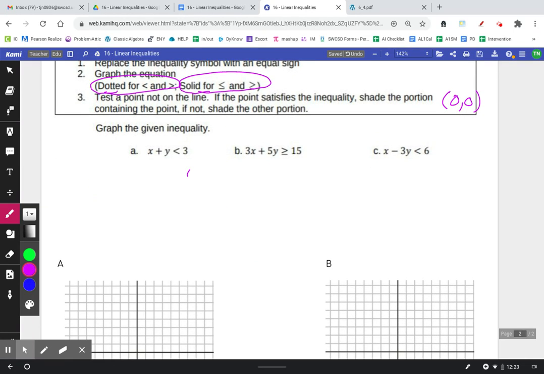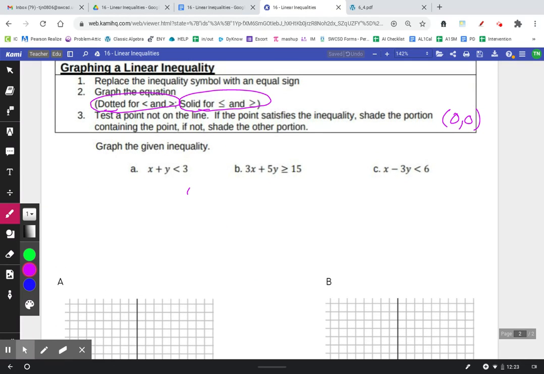Let's dive into A, and we're going to follow these 3 steps. Read step 1 again. Replace the inequality symbol with an equal sign. Okay, so now we have x plus y is less than 3. Now we're going to write this x plus y equals 3. So we just replaced it with an equal sign.